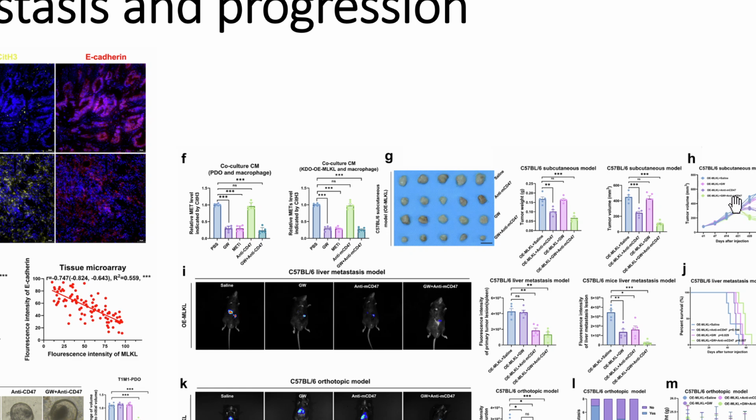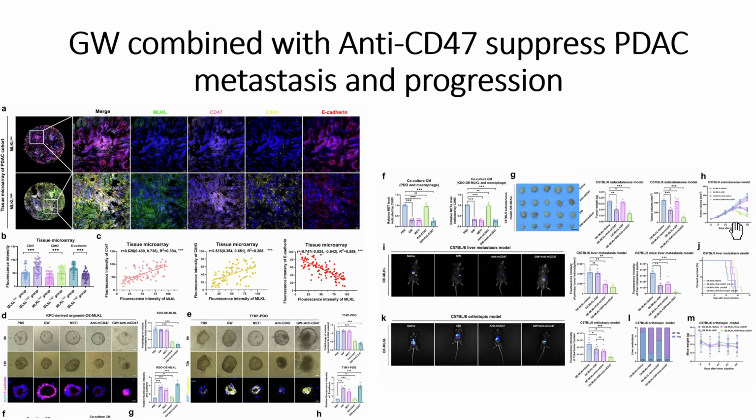And for anti-CD47 they also see a reduction in the tumor volumes, but the maximum reduction in the tumor volume is when they use the overexpressed MLKL plus GW and anti-CD47, indicating that both effects will cause the highest reduction in the metastasis and progression.